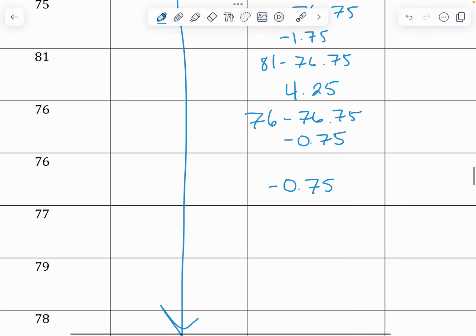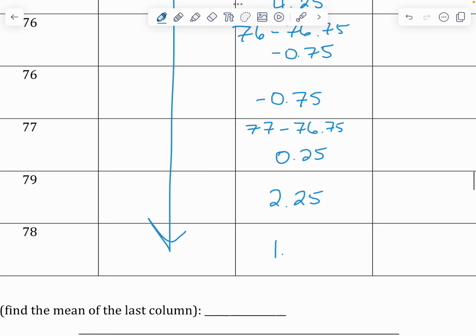This one is 1 bigger, so this is 77 minus 76.75, which is 0.25. And then this is 2 bigger than that, so 2.25. And this is 1 less, so 1.25.